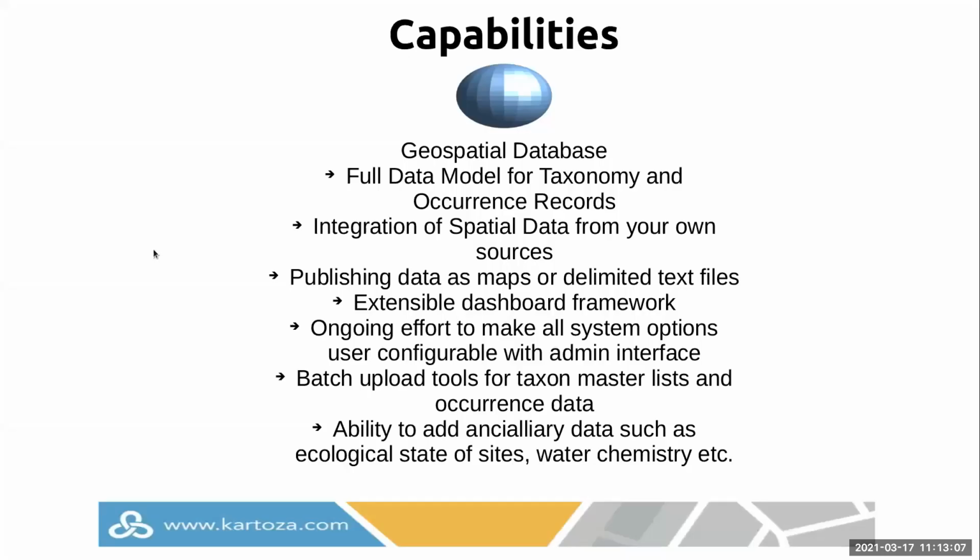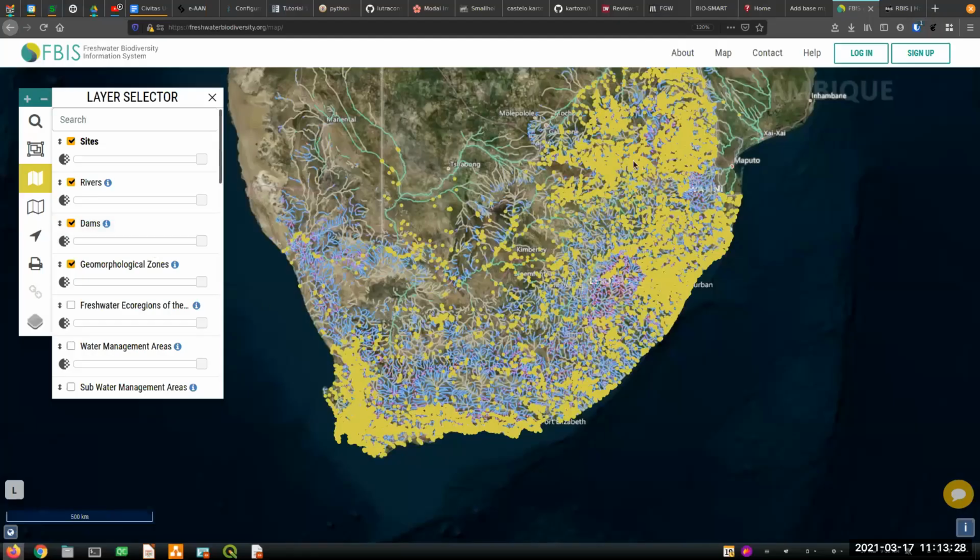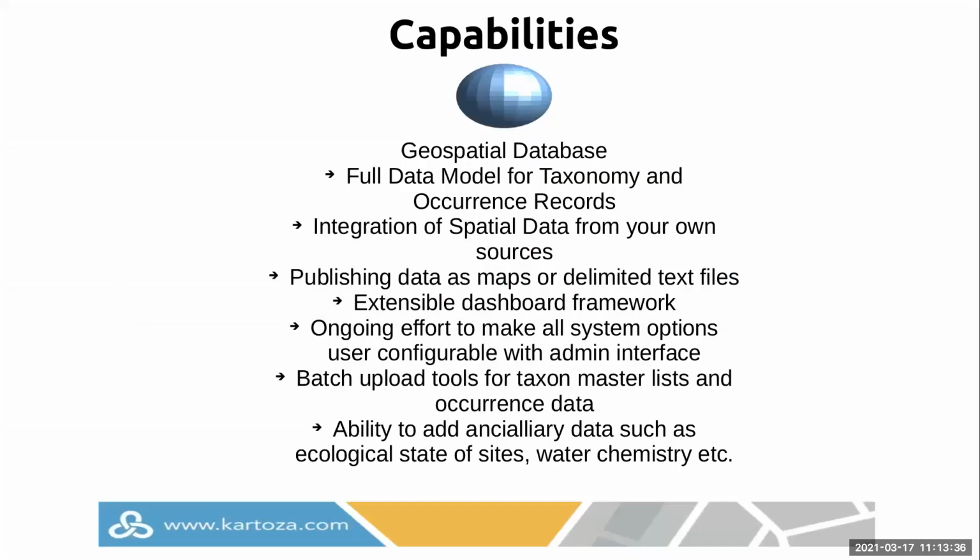You can also publish the data that's in the platform as maps. So Jeremy mentioned that you can download, for example, as a CSV file, the occurrence data for a site or what have you, but there's also a complete mapping engine behind the software, which is used to display these points and things on the map. But you could also integrate it with third-party GIS software if you wanted to.